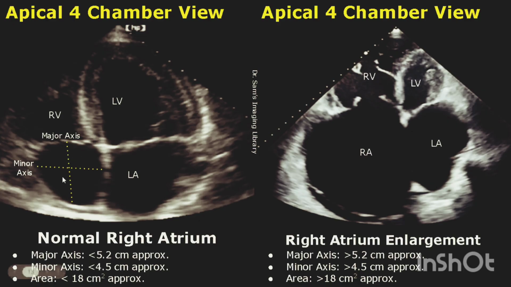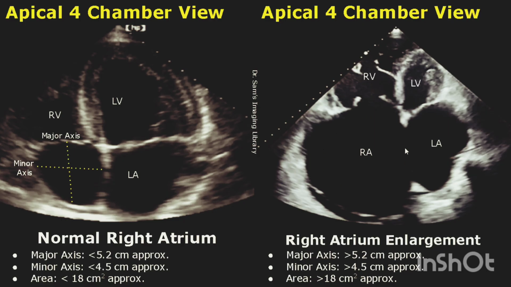These two measurements give an approximate area of less than 18 centimeters squared. And in this image, we see right atrium enlargement. We see a dilated right atrium.